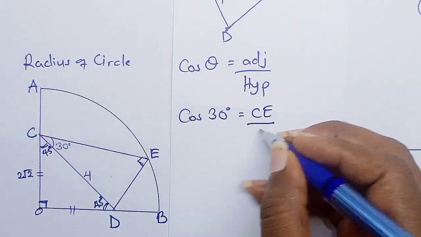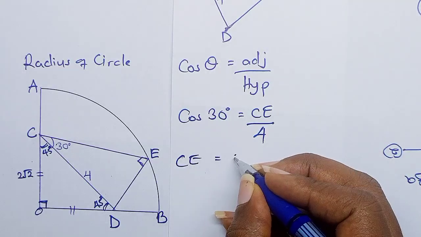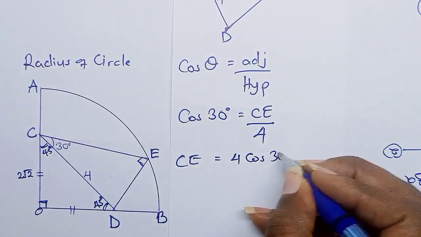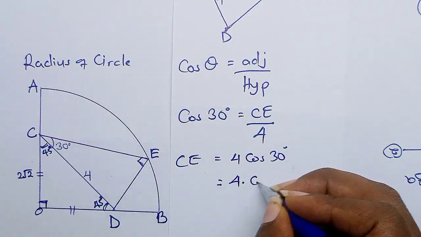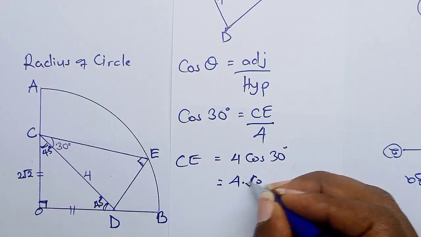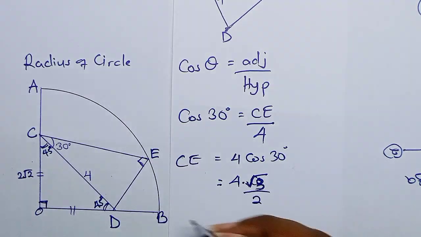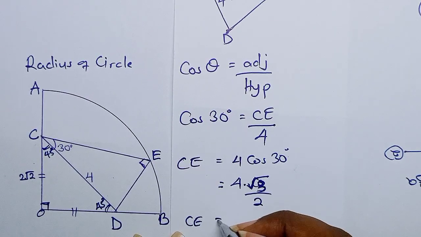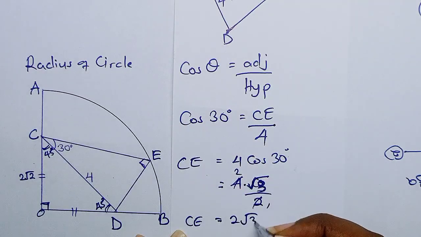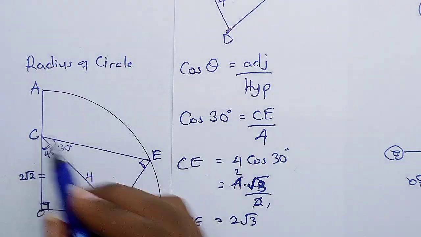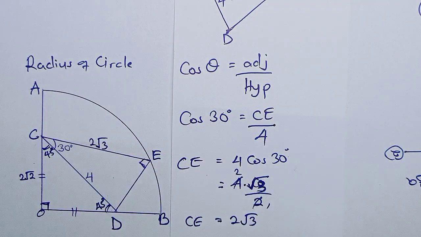CE over 4. Therefore, CE is equal to 4 cos 30 degrees, which is equal to 4 times root 3. Cos 30 is root 3 over 2. Therefore, CE is equal to, this divides into 2 to get 2 root 3. Therefore, this CE is 2 root 3.